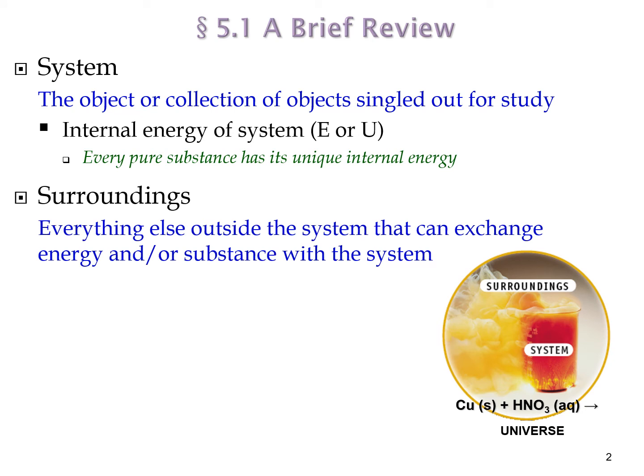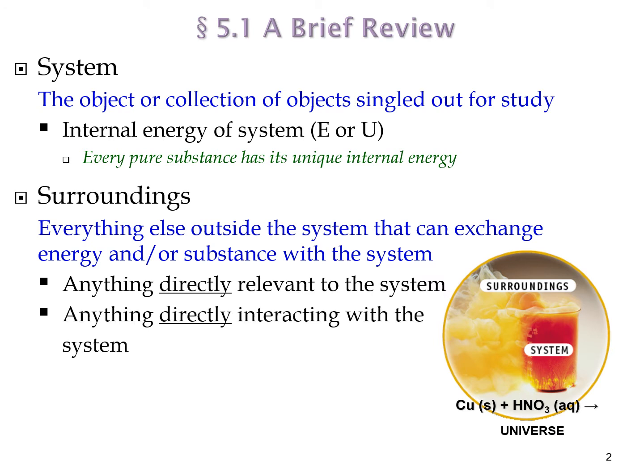Another concept is called surroundings. Surroundings are everything else outside the system that can exchange energy and or substance with the system. And we already know that we need to put a little bit of limitation on the surroundings, because if we don't, everything else, including you and me, could become a surroundings of something that we study. So the limit on the surroundings would be anything that is directly relevant to the system or has direct interaction with the system.